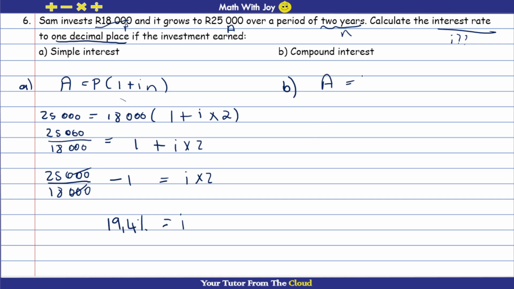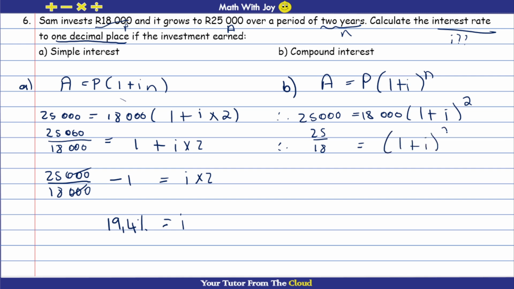Right. Question B. So we have A equals P bracket 1 plus I to the power of n. Then for the 25,000, we put it there. And then this is going to be the 18,000. 1 plus I, and the exponent is 2. Therefore, what we're going to have is 25 over 18 equals bracket 1 plus I to the power of 2. Now, we need to get rid of this exponent 2. So I will introduce a root this side. I'll square root this side and square root that side. That helps us to get rid of this 2 and the brackets.